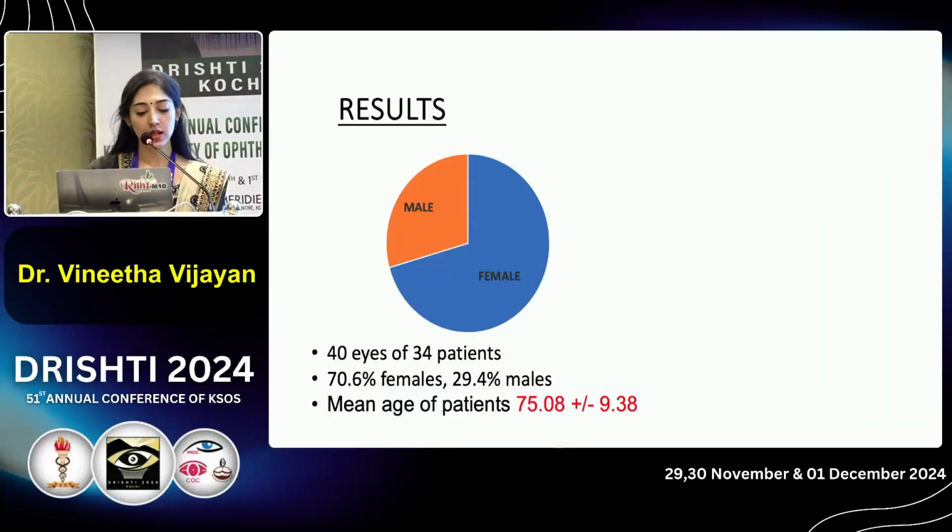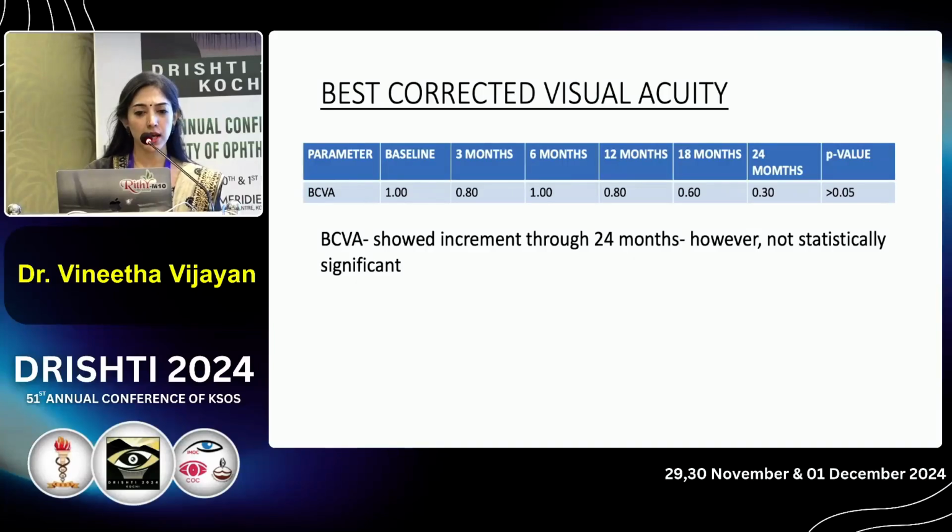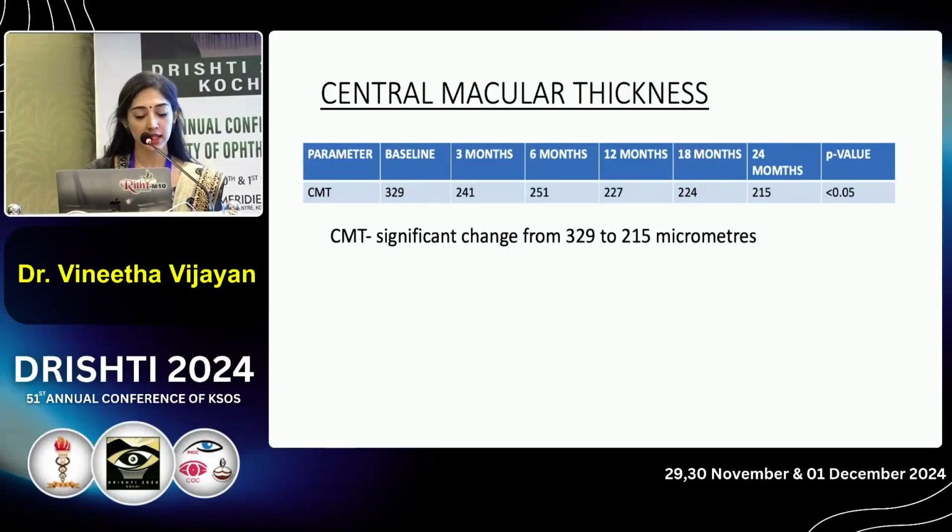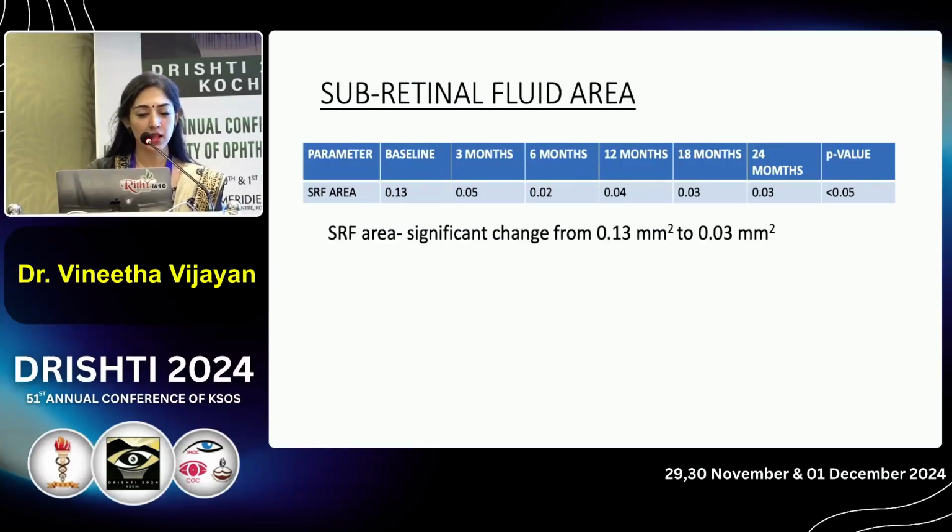And coming on to the results, out of the 40 eyes of 34 patients, 70.6% were females and 29.4% were males, with a mean age of 75.08. The best corrected vision, as calculated at baseline, 3 months, 6 months, 12 months, 18 months, and 24 months following the anti-VEGF therapy, showed an increment throughout the 24-month period. However, it was not statistically significant. The CMT showed a statistical change from 329 to 215 micrometers. The subretinal fluid showed a significant change from 0.13 square millimeters to 0.03 square millimeters.